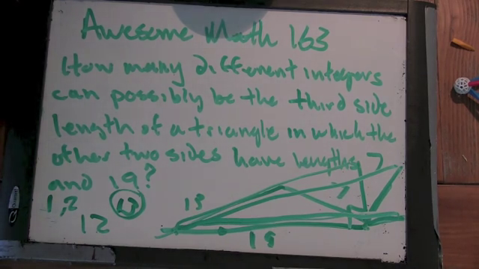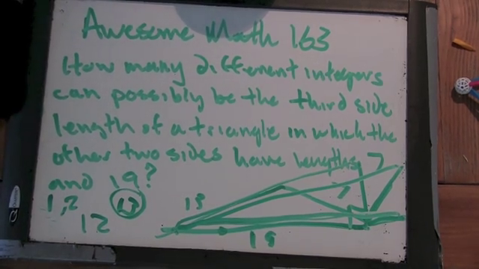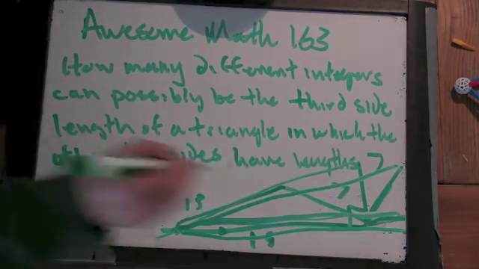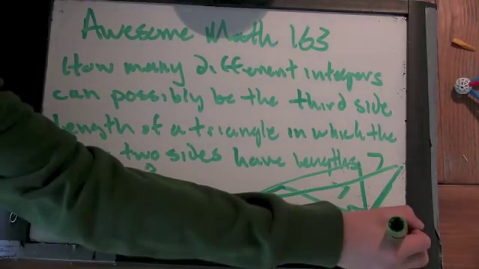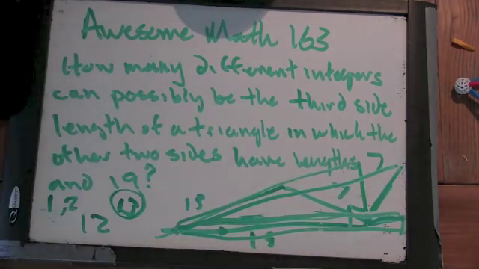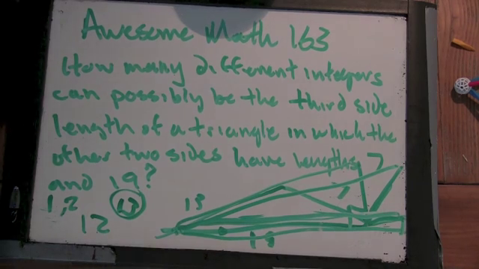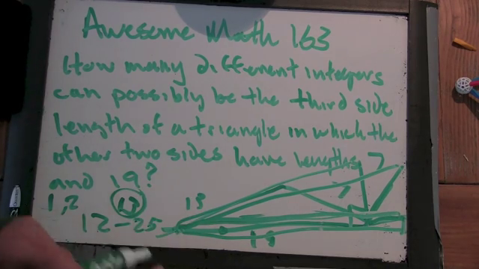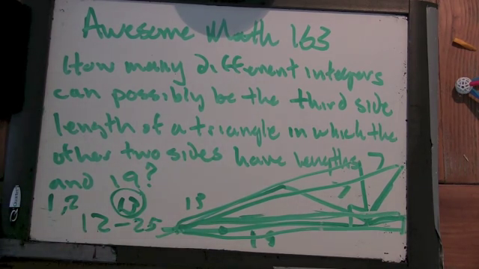I think it's going to be 25. Because 7 plus 19 is 26, and that's the length where it's completely flat. But we're going down one, so it's going to be 25. So we might have a 19, 25, 7 triangle, and that's the last one that will work. So it's 13 to 25, yeah.